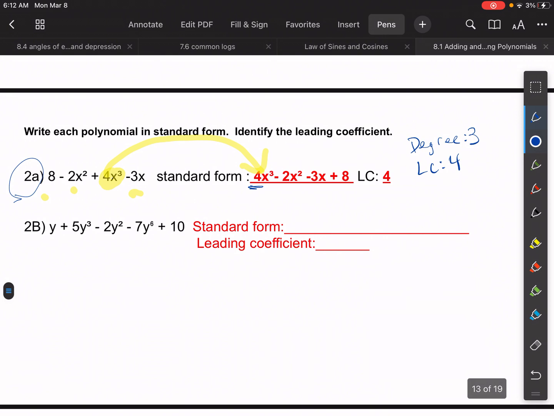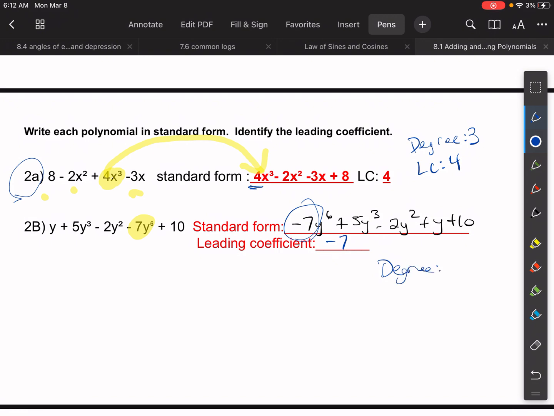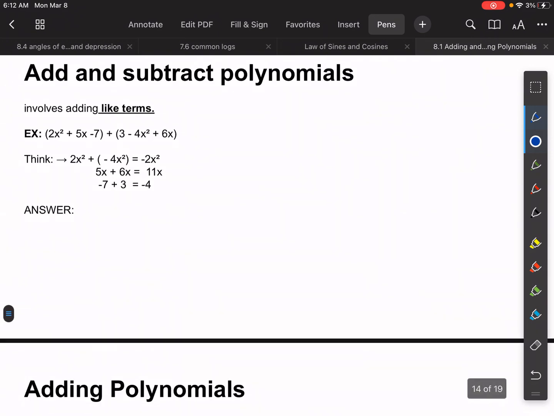For the next one down here, notice that the first highest degree would be that guy. Okay, so let's write it. This would be negative 7y to the 6th. And then the next highest thing would be plus 5y to the 3rd. Then negative 2y squared. Then plus y plus 10. So I just rewrote it in order of degree. That helps me identify my leading coefficient. My leading coefficient in this case is this guy right here, negative 7. And this is a degree, just in case they ask you on the homework, degree 6. Because the highest term is 6, degree 6.